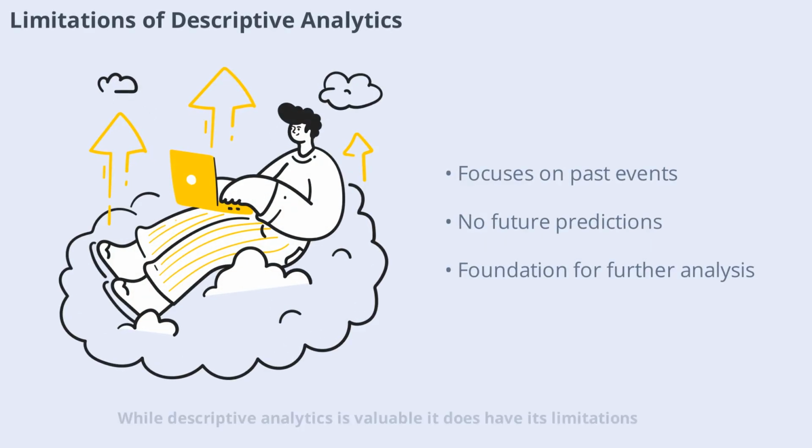While descriptive analytics is valuable, it does have its limitations. It focuses solely on past events and does not provide insights into what might happen in the future. This means it can't predict upcoming trends or help organizations prepare for potential challenges. Descriptive analytics is best used as a foundation for further analysis, rather than as the sole basis for decision-making. To look ahead, organizations need to turn to other types of analytics.